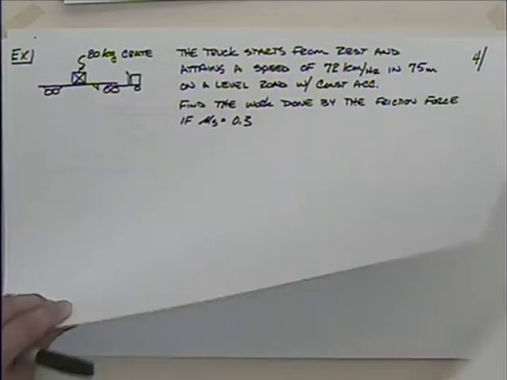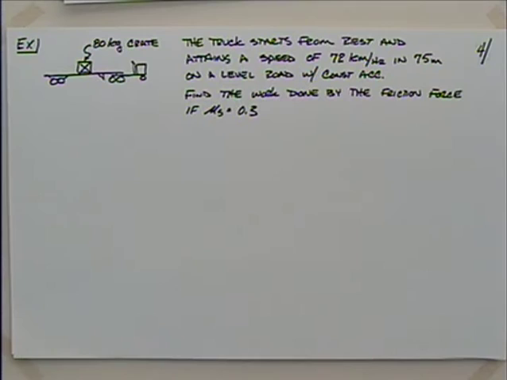Well, let's try one more problem here for the day. This is kind of an unlikely problem, but a good problem. We've got a scenario here where we've got a truck with an 80-kilogram crate on it, so we're definitely not at the load capacity of the truck. Must be on a return trip home or something. It's an empty crate or something. And we're told the truck starts from rest and attains a speed of 72 kilometers per hour in 75 meters, okay, on a level road with constant acceleration.